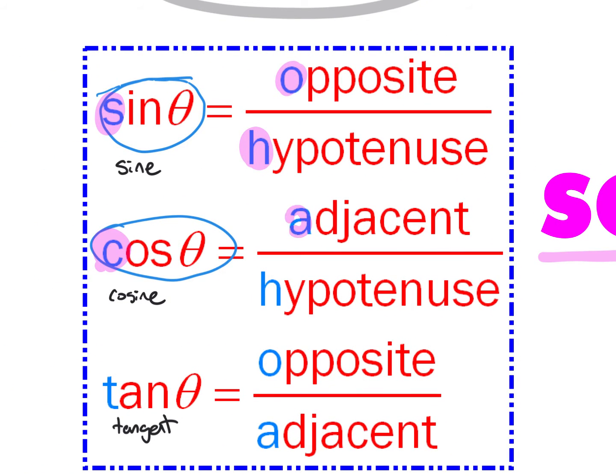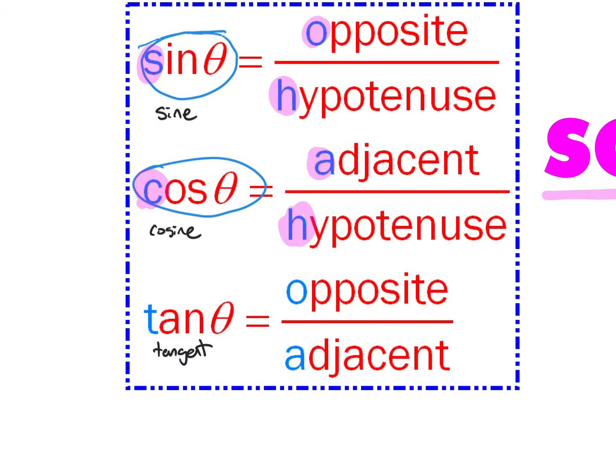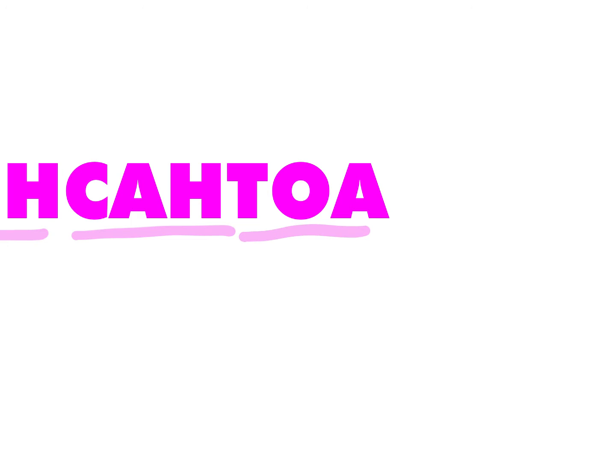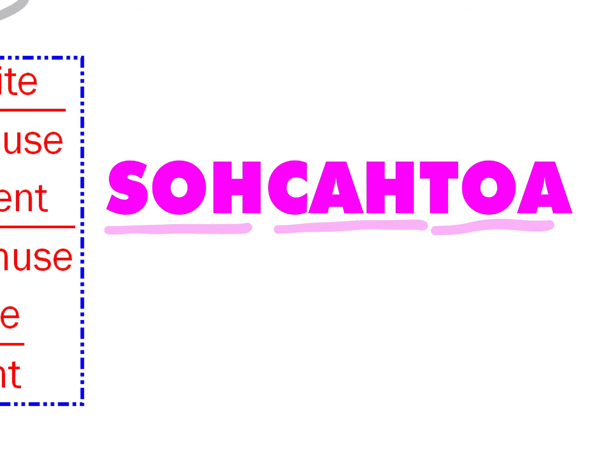Cosine is adjacent over the hypotenuse. That's the CA part. And tangent is opposite over adjacent. That's the TOA part. So if you remember SOHCAHTOA, you will remember those three formulas. So just say it a few times and remember those formulas, you will.